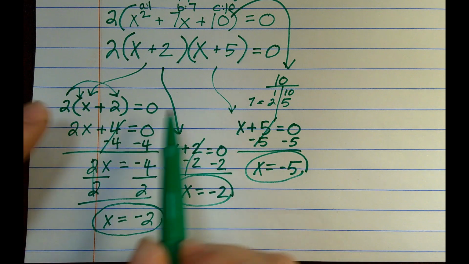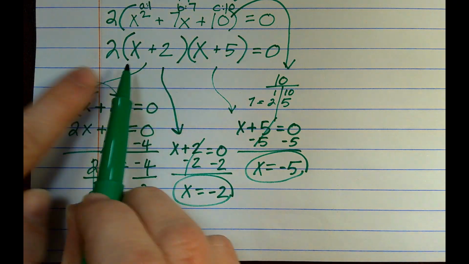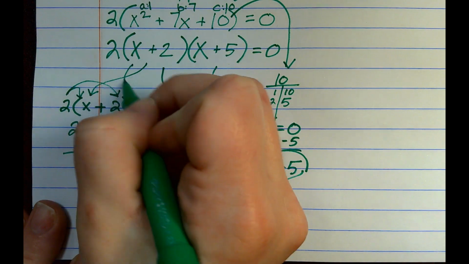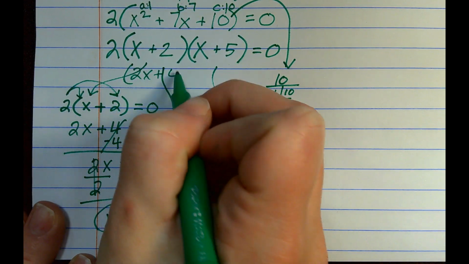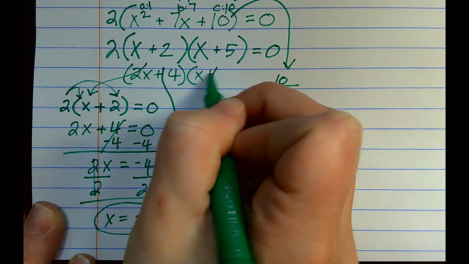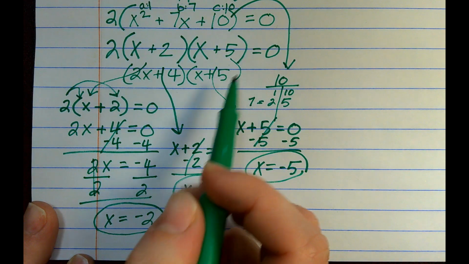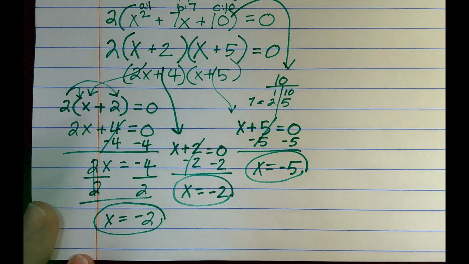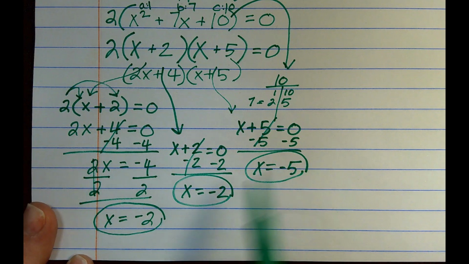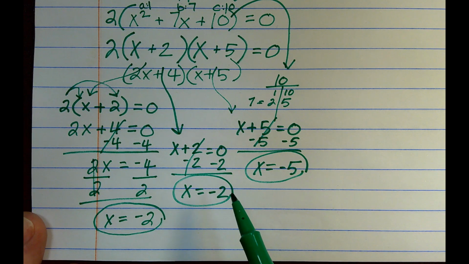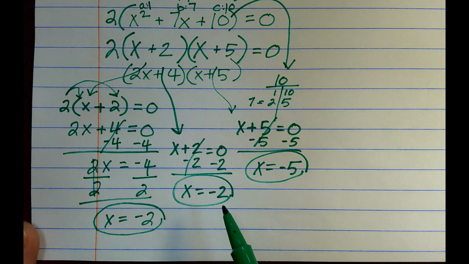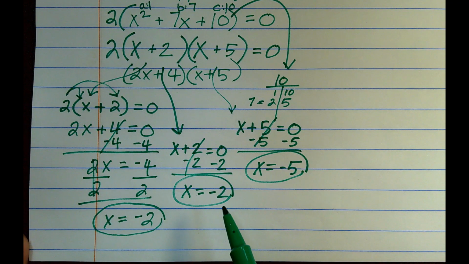So let me ask you this. For your factor pairs, did you get 2x plus 4 and x plus 5? No, I got 2x plus 10 and x plus 2. That's what I got. 2x plus 10 and x plus 2. But you still got the same answers? Yeah. It works. There's a lot of different ways to do it. I said, we don't have to do that step if we don't need to.